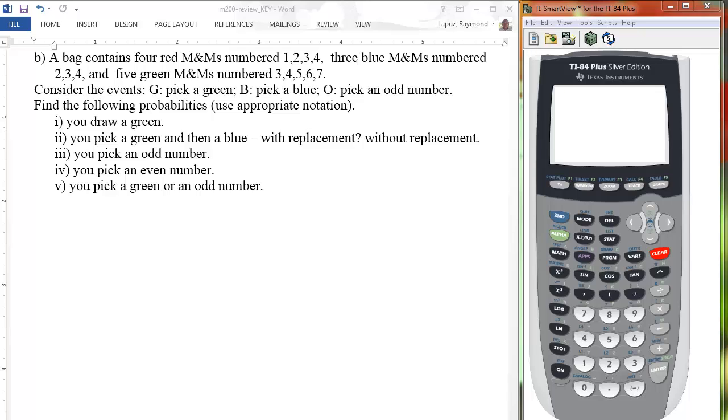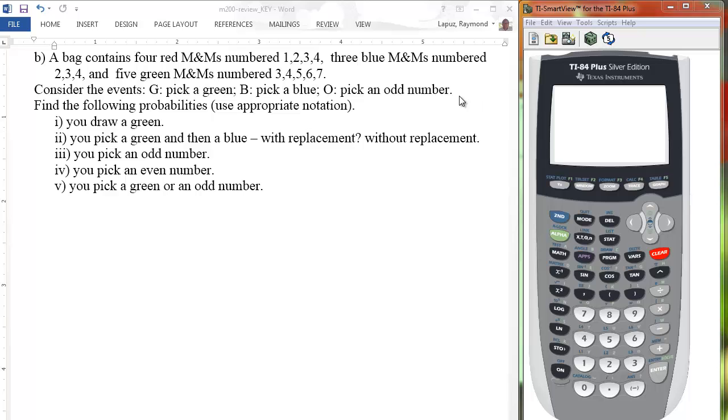Problem number 4B. The bag contains 4 red M&Ms, and they are numbered 1, 2, 3, and 4. Blue M&Ms, there's 3 of them, numbered 2, 3, and 4. And 5 green M&Ms, numbered 3, 4, 5, 6, 7.